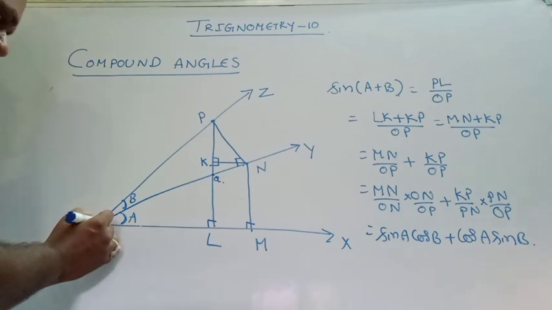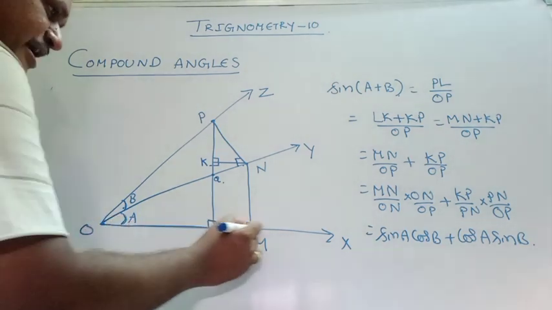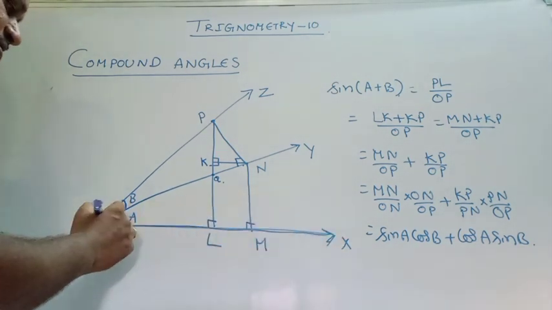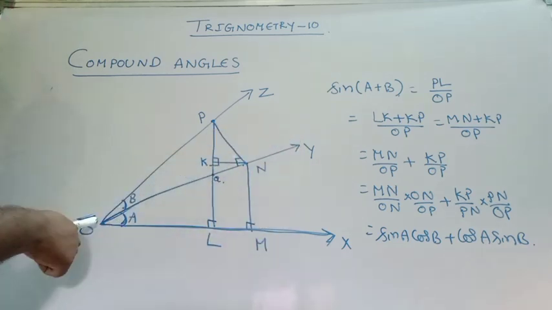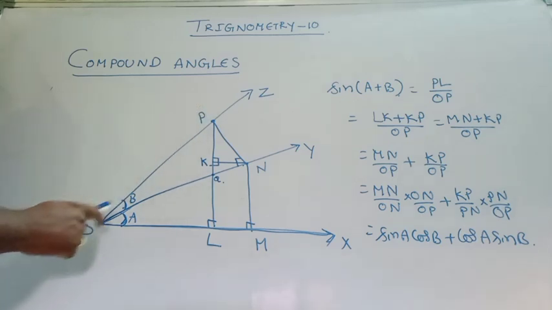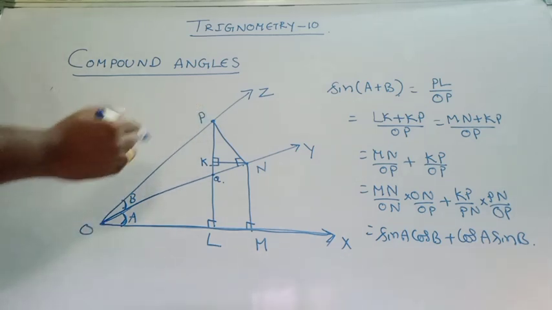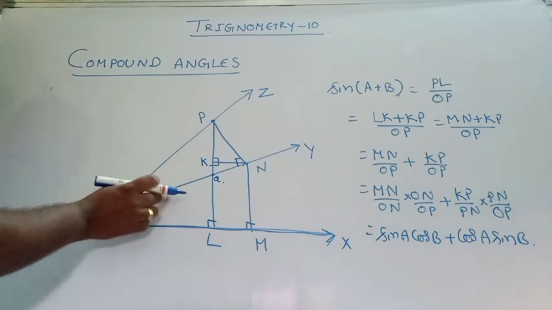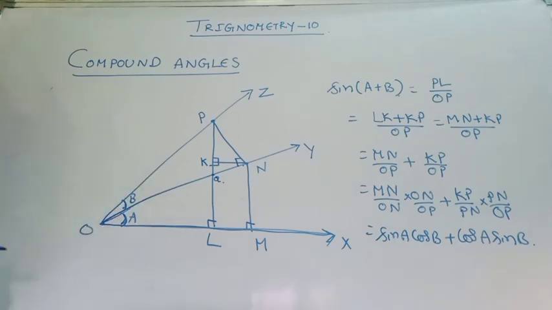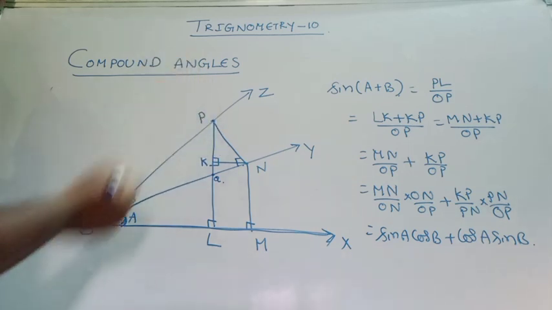For that, my dear students, you take one angle. This is OX, right? This is OY. Okay, XOY is angle A. Next, YOZ is angle B. You are having it here like this. YOZ is B. Totally, these are two angles, XOY and YOZ. This is A, this is B. Wonderful. Now you take any point P, like this.